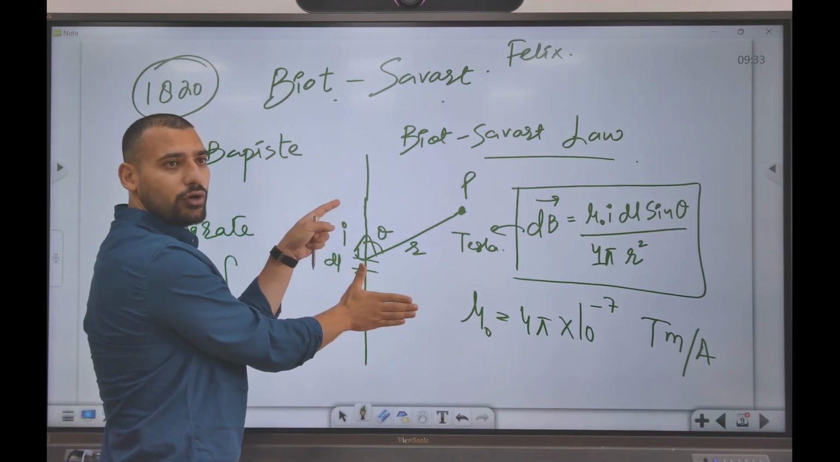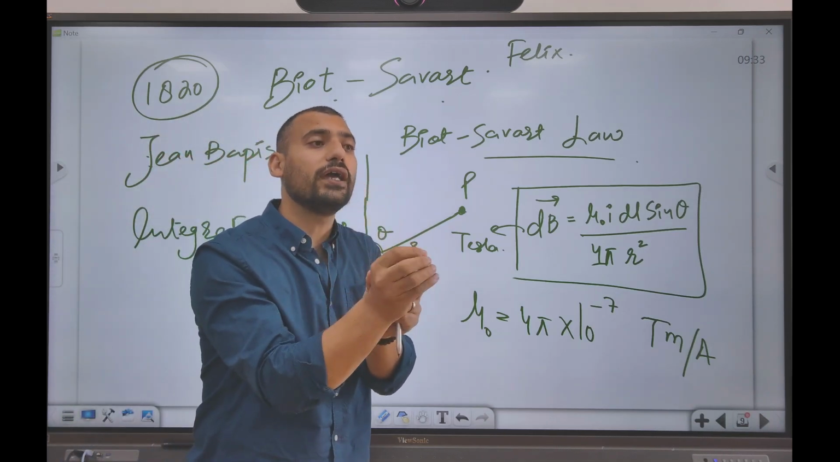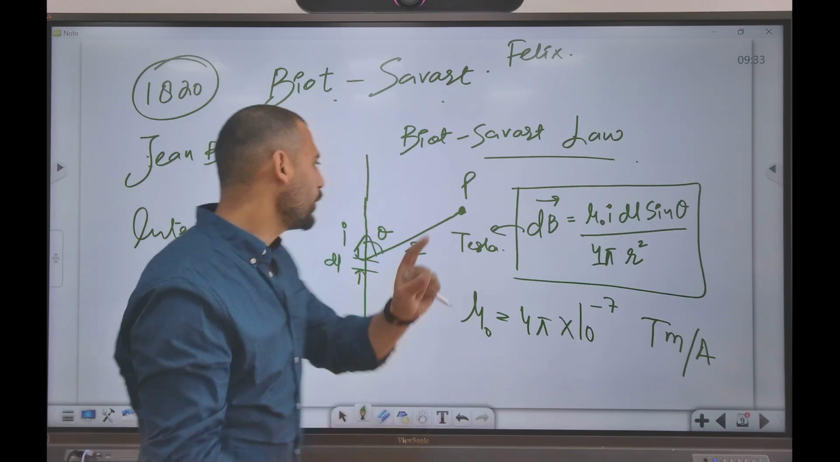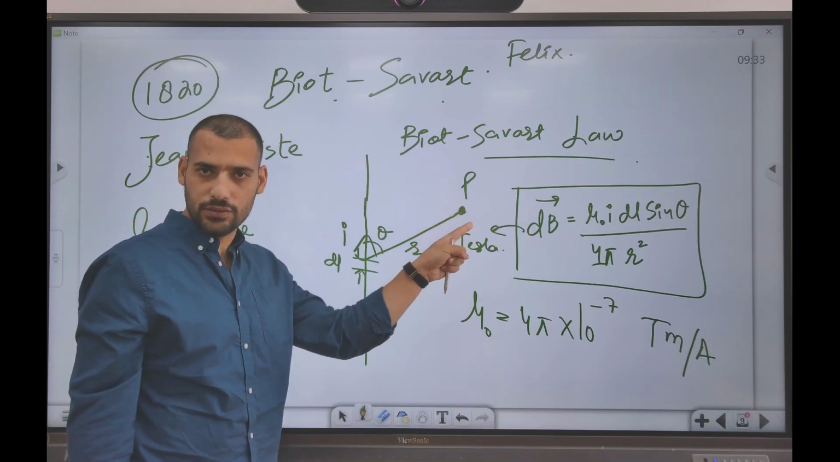Then what you have to do is curl your fingers towards the point of analysis. The point of analysis is here, right? So we have to find the magnetic field at point P. So what do you do?